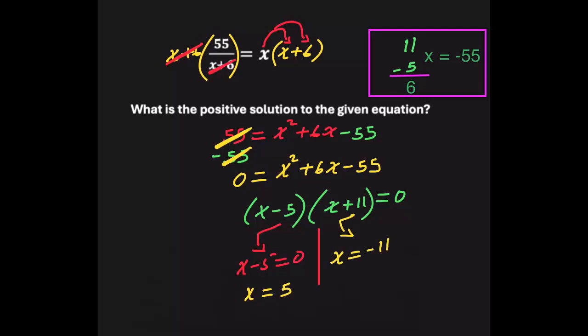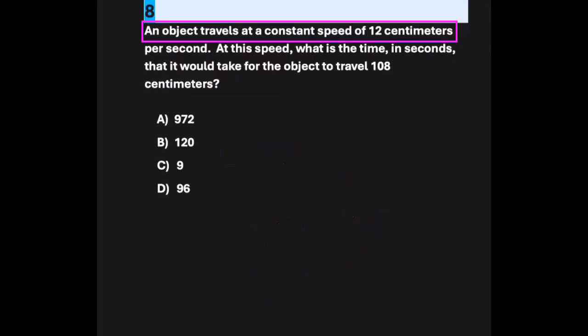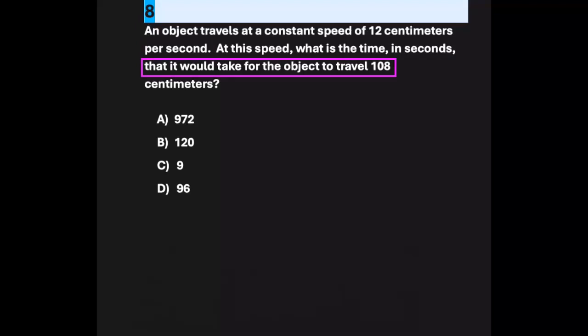And the question asks the positive solution. And the positive solution is this one. An object travels at a constant speed of 12 centimeters per second. At this speed, what is the time in seconds that it would take for the object to travel 108 centimeters?